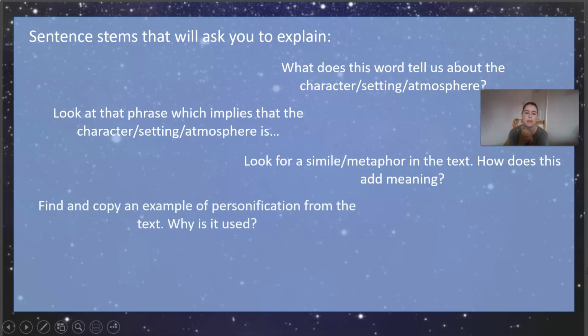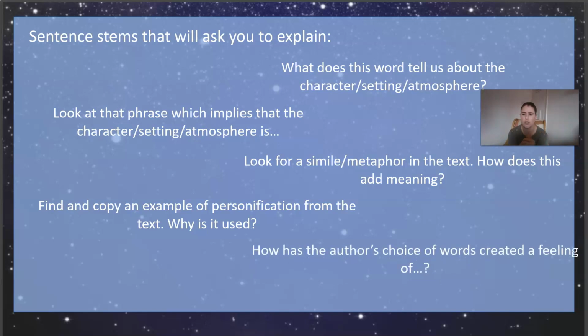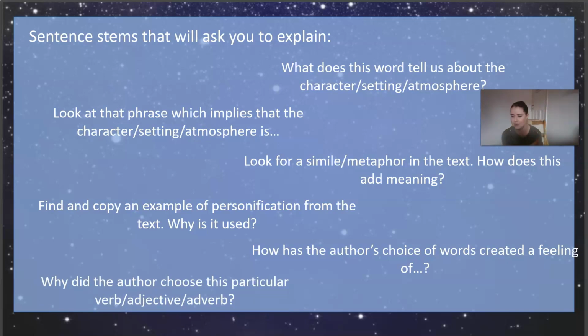It could be copy an example of personification from the text and why is it used? Well, we know that personification is when we give an object or something a human characteristic. So why has the author decided to do that? What effect does that have on you as the reader? What's the context to the story? How has the author's choice of words created a feeling of anger, suspense, or anxiousness? So thinking about how the author is making you feel as a reader and what that aim is throughout that story. And why did the author choose this particular verb, adjective, or adverb?